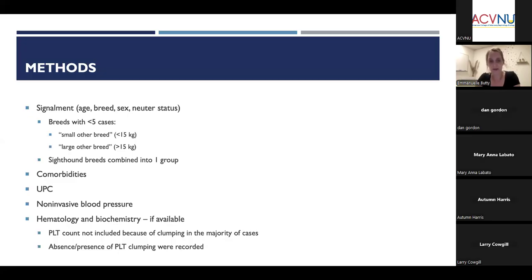They have a little note on the fact that they didn't necessarily include the platelet count because the majority of their cases had platelet clumping. So they thought that the platelet count was not really reliable, but they looked at the absence or presence of platelet clumping on their CBC.